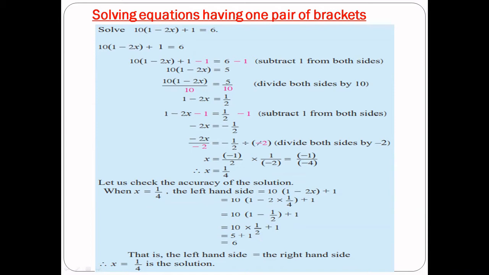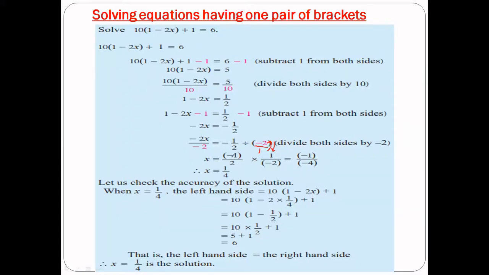Minus half divided by minus 2. You can convert a division into a multiplication by getting the reciprocal. What is the reciprocal? Reciprocal means interchange the numerator and the denominator. Then minus 2 goes here, 1 goes here. Get the reciprocal and convert the division sign into multiplication. In which side do we get the reciprocal? In the right hand side.